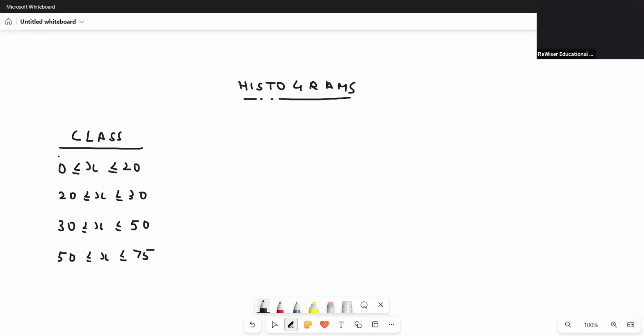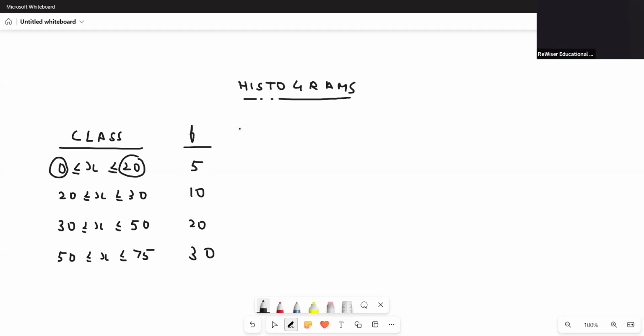So that's what we call the lower boundary of a class, and that's the upper boundary of the class. The second thing is that they'll give you the frequency. Suppose this frequency is 5, that's 10, that's 20, and that's 30. So that's the frequency that they have given.